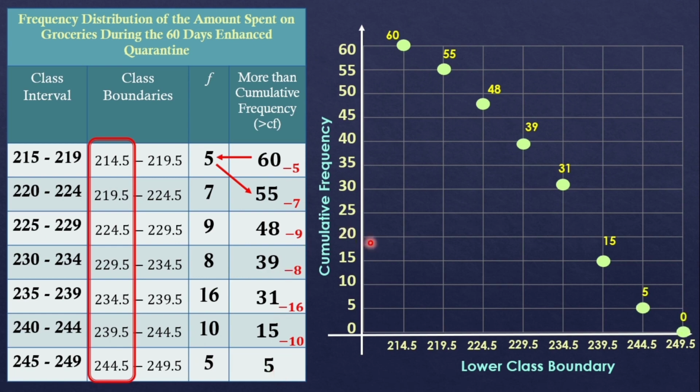Now let's do the line graph. So this is how we graph the more than cumulative frequency. Okay, so what have you noticed? As you can see, kapag more than cumulative frequency, ang line graph natin ay decreasing. Pag less than cumulative frequency, increasing. At pag more than cumulative frequency, this decreasing. So this is another type of ogive.